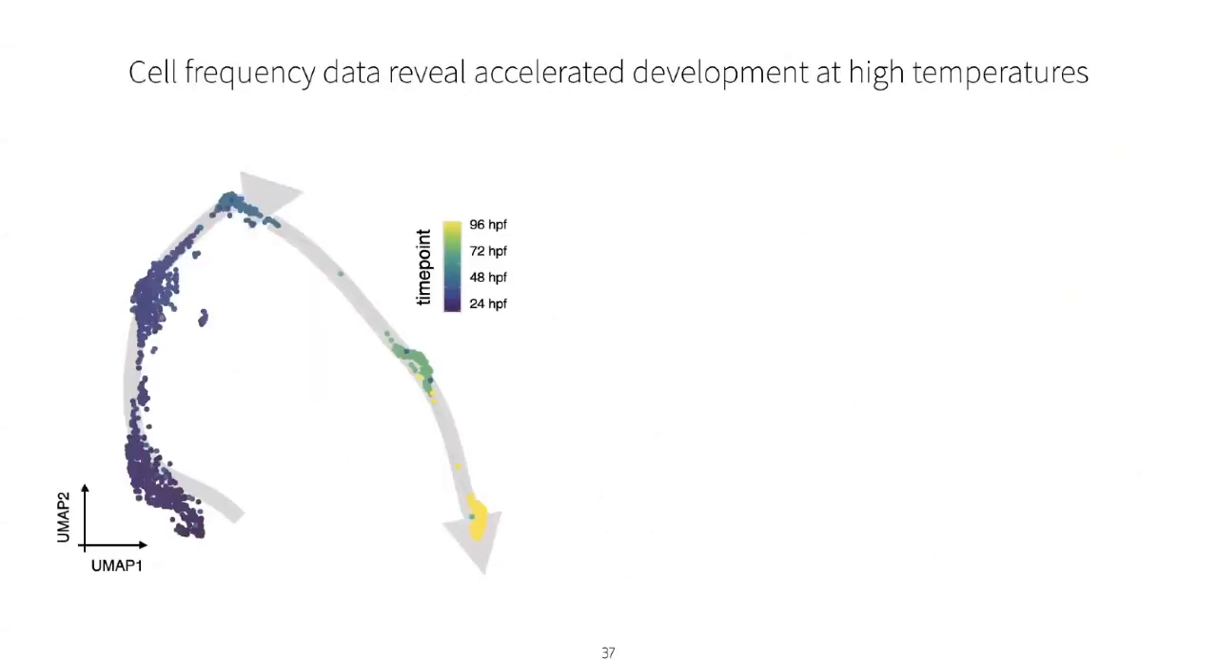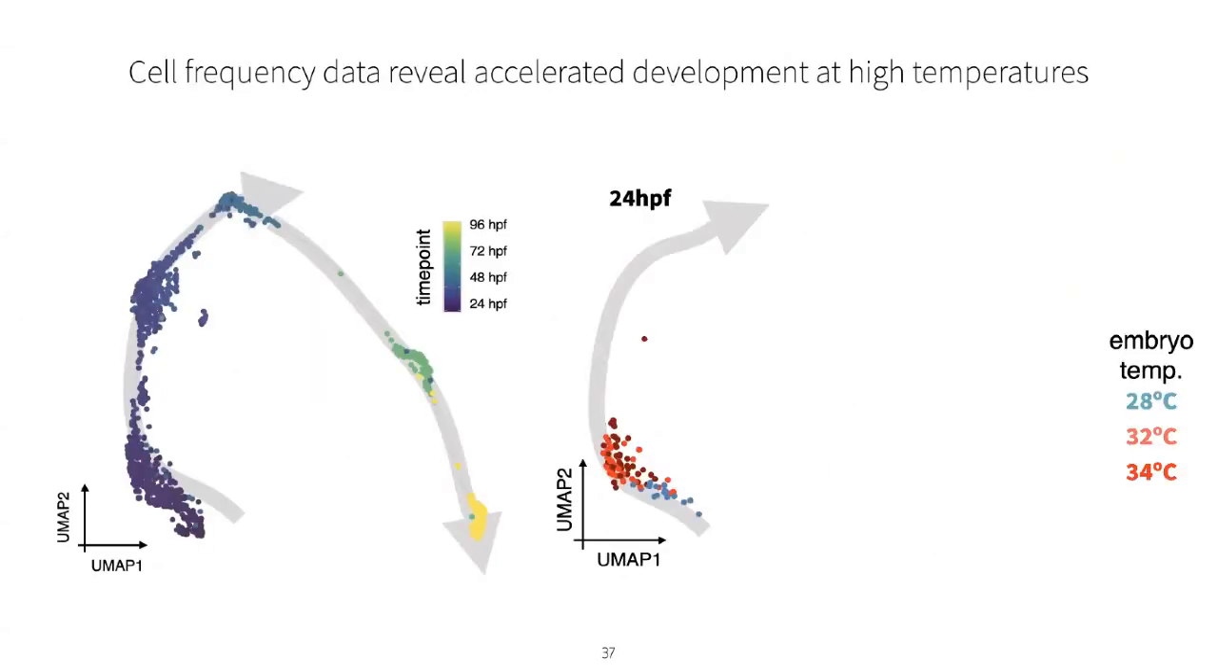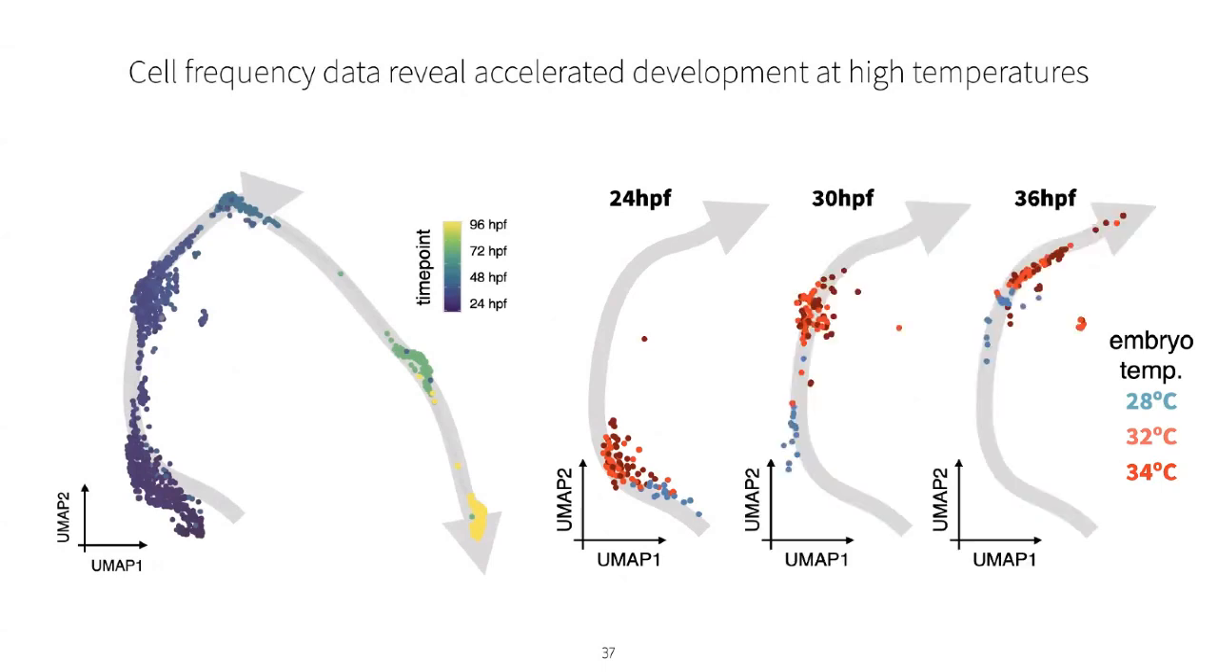But what's cool is you can facet the data and look at the embryos from any one time point, and you'll see that the embryos that came from hot water are always a little ahead of the curve. And that's true of whatever time point you look at. So we can capture this acceleration in the cell frequency data.